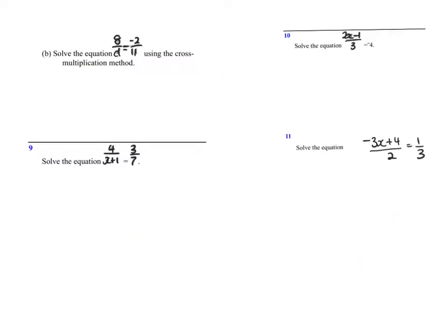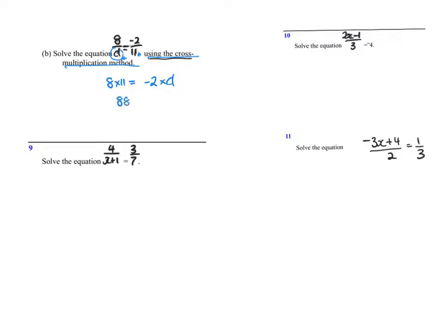Okay, so with this question B here, where they're saying solve using the cross multiplication method, what that means is, obviously we can see this D is dividing down here. So if I move it over, it will times. And the same with this 11, it's dividing. So if I move it over an equal sign, it will times. Okay, so let's do that. So what we would have is 8 times 11 equals negative 2 times D, because they were dividing and then we've moved them across.